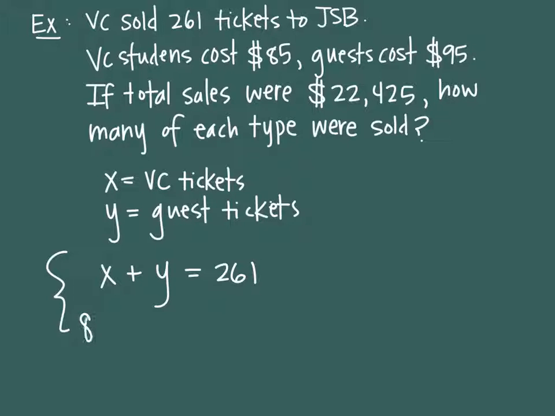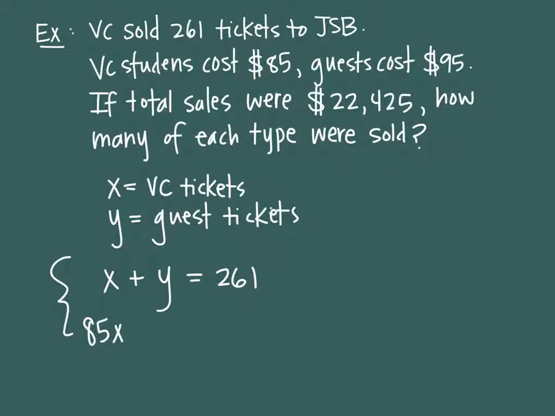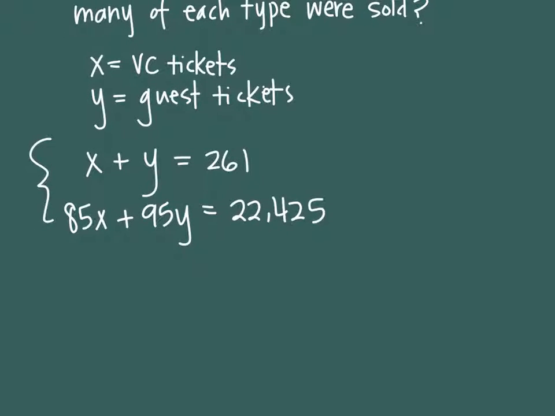Okay, so the dollar amount would be 85 for the X's and 95 for the Y's, and then we have our total of 22,425. Okay, this is a system that's set up perfectly for the style of elimination. Elimination is cancel out a variable completely, and you can pick which variable you would like to cancel out.